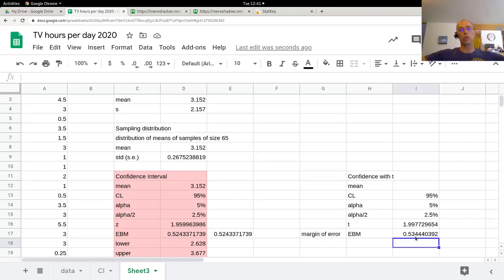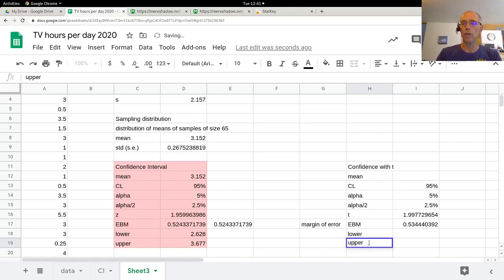The t-score usually looks a little wider to try and find that population mean, to take into account that you don't actually know the standard deviation of the population. So we just spread our net out a little wider. The lower and upper bounds are exactly the same once I know the margin of error.